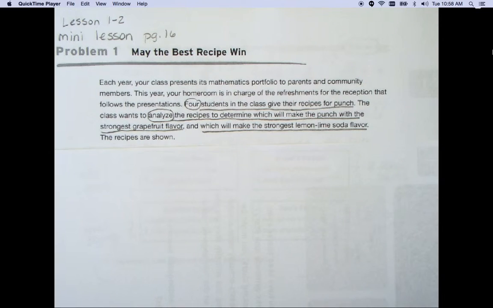4 students in the class give their recipes for punch. The class wants to analyze the recipes to determine which will make the punch with the strongest grapefruit flavor and which will make the strongest lemon lime soda flavor. The recipes are shown.